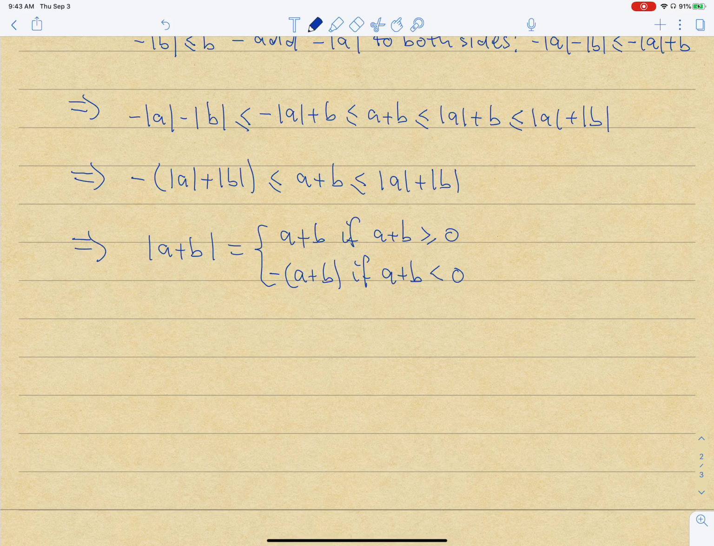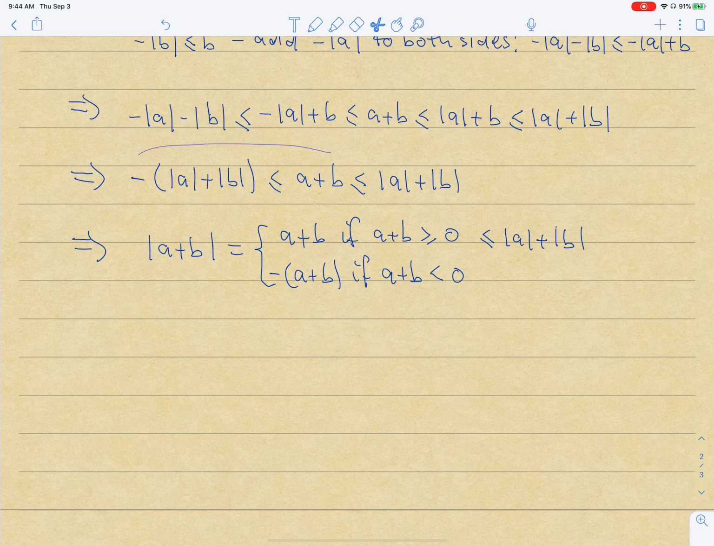Well, but then from the second inequality here, what do I see? I see that always, no matter what, A plus B is less or equal than absolute value of A plus absolute value of B. So I can conclude that in this case, I'm less than absolute value of A plus absolute value of B. Okay, what about the second case, minus A plus B?